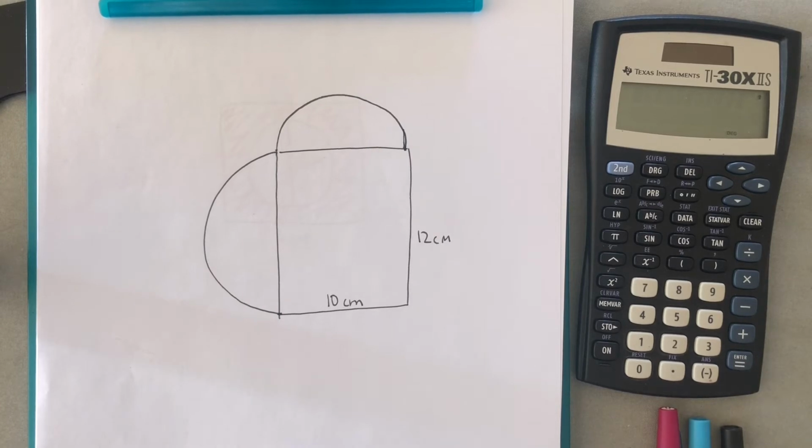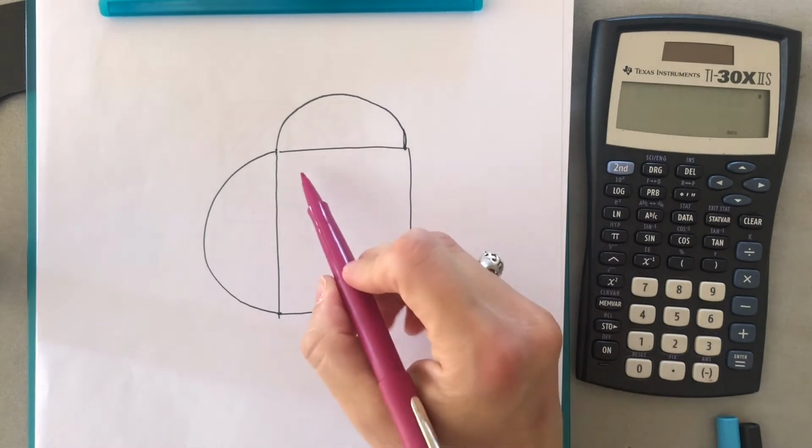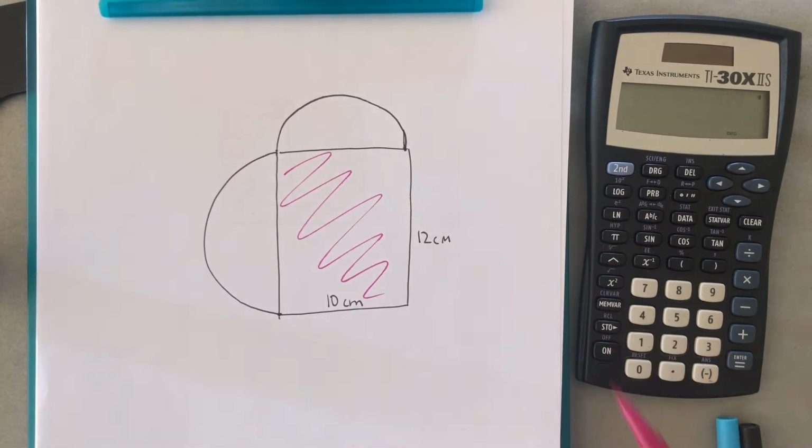All right, so here's an example where we have to find the area of a complex figure and we need to add different areas together. So the first thing to do is ask yourself, what is this shape made up of? So first thing we have here is a rectangle.